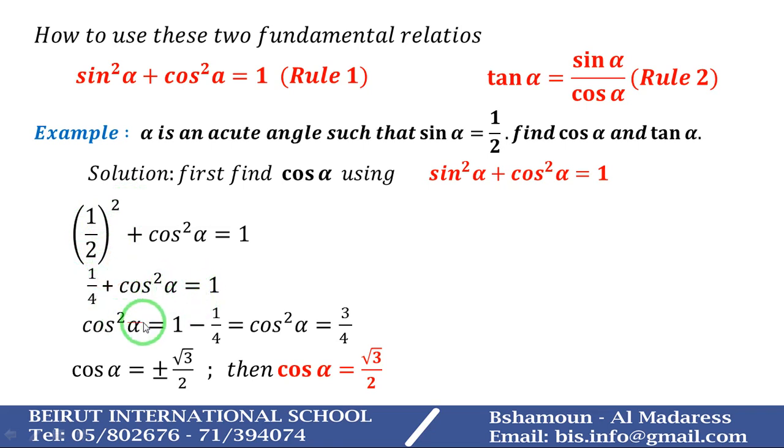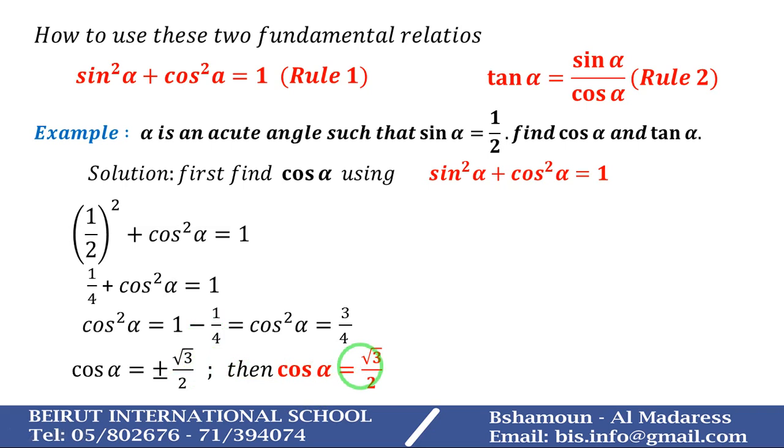So cosine square alpha equals 1 minus 1 over 4. So cosine square alpha equals 3 over 4. To calculate cosine alpha, we take the square root, which gives plus or minus radical 3 over 2. Then cosine alpha equals radical 3 over 2, since the angle is acute.